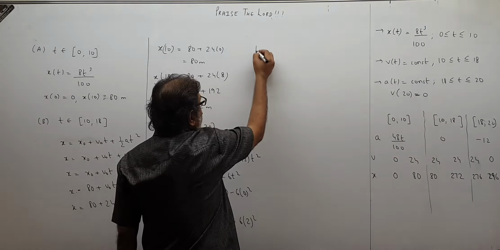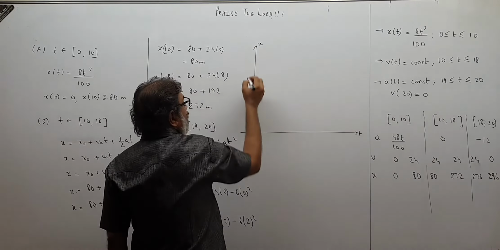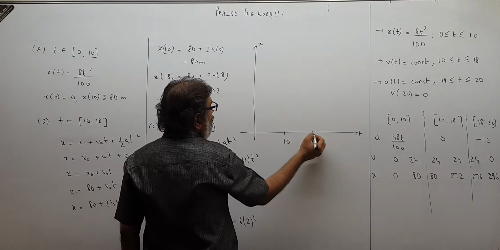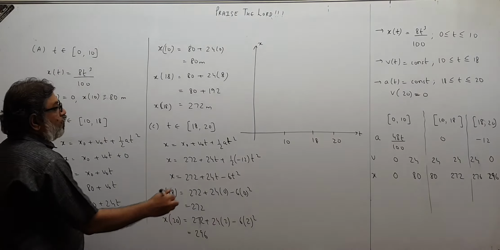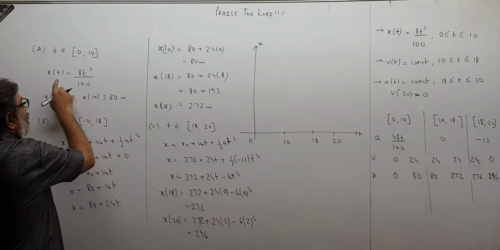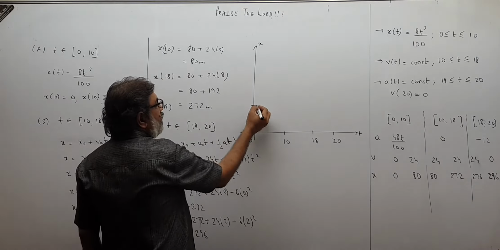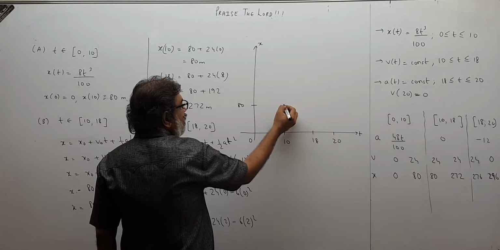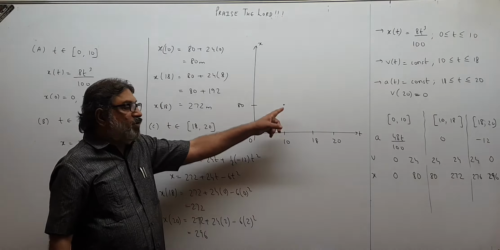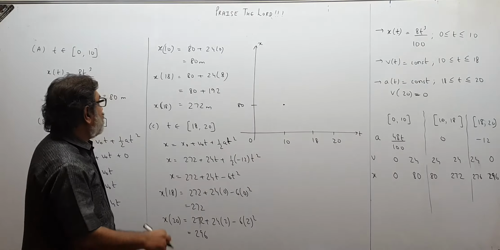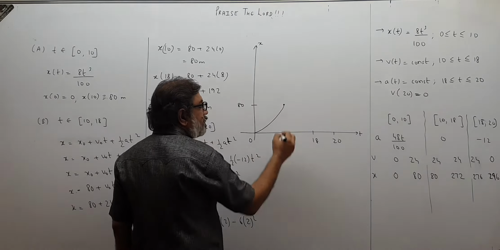Now we draw the graph, children. Please see. This is time and this is position. So this is 10, this is 18 and this is 20. Now see, children, between 0 to 10, what is the relation? Cubic relation is there, and the values go from 0 to 80. At 0 position was 0, and at 10 seconds position is 80, I want to join these 2 points. And what is the relation? Cubic relation. So I go like this.